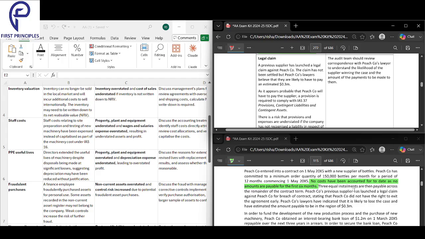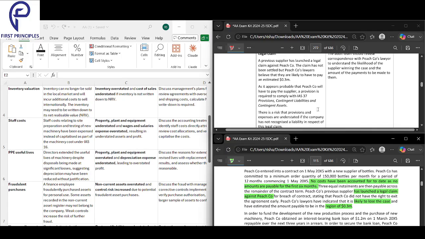And also, a Peachco supplier has launched a legal claim against Peachco. They're saying, as estimated, the amount payable is in the region of 0.3 million. They're likely to lose the case and will have to pay 0.3 million. So we have to recognize it here. We have to make a provision here.